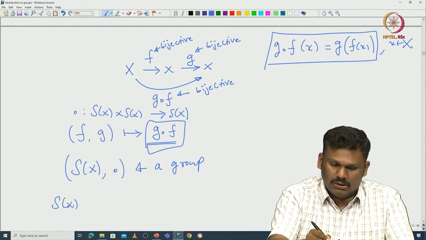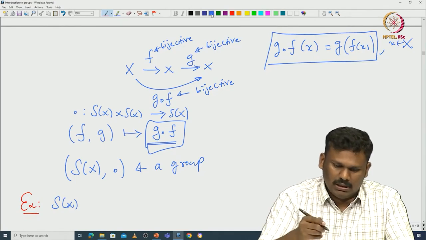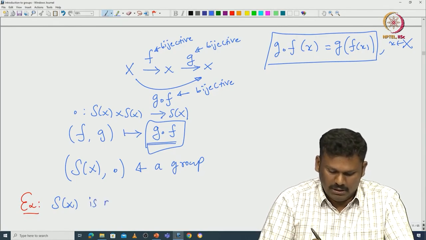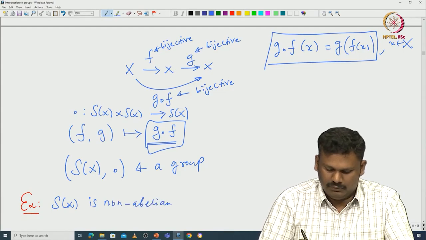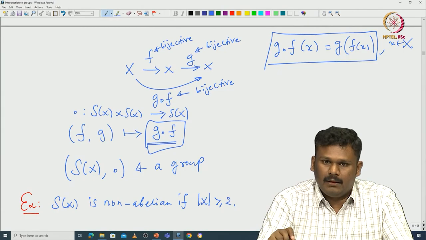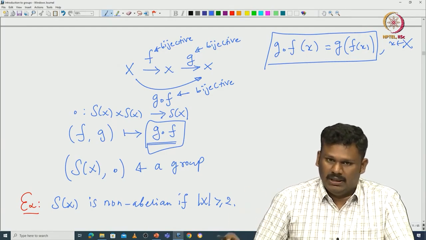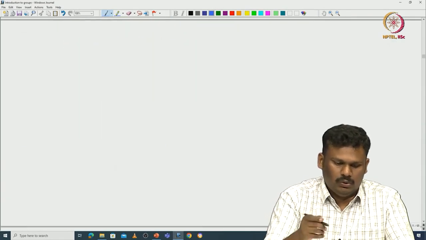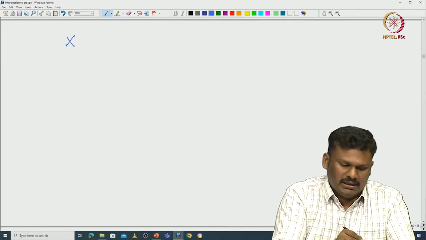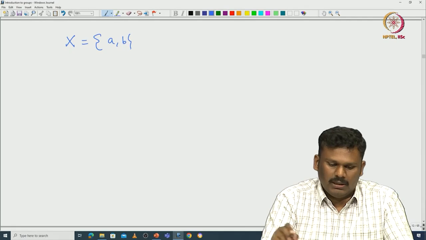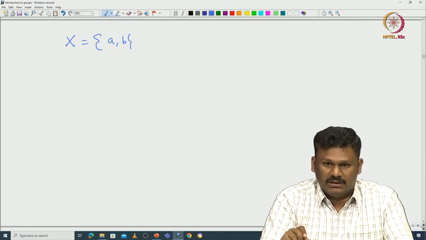And it is not that hard to see that S(X) is almost always non-abelian, if the cardinality of X is at least 2. So if there are two elements, you can see that this group is not abelian. You can actually take it as an exercise. For example, let's say X has two elements. Let's work out what happens. Let's see at least some small examples. So let's say X has two elements, a and b. We are talking about all possible bijective functions from X to X.